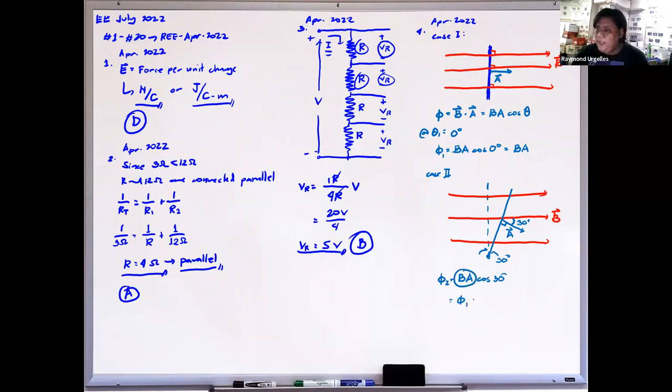So this is Phi1, so then this is cosine of 30. Kaya pag naka-experience kayo, naka-encounter kayo ng ganitong problem, ang gagawin nyo lang is from the original orientation na perpendicular yung dalawa, pag nag-tilt yung area or nag-tilt yung magnetic flux density, i-multiply nyo lang yung original magnetic flux by the cosine of the angle.